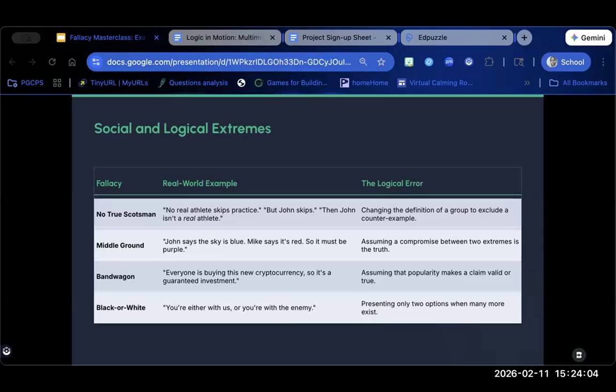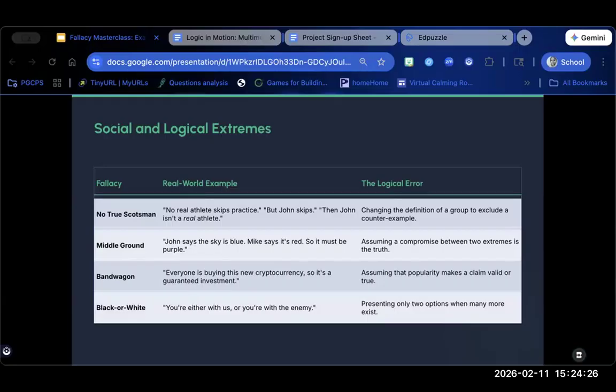All right, we're almost done here. Social and logical extremes. This happens quite often as well, especially within sports. So, for instance, the no true Scotsman fallacy, where we change the definition of a group so it can exclude an example that we don't want to necessarily support. It's called a counterexample.